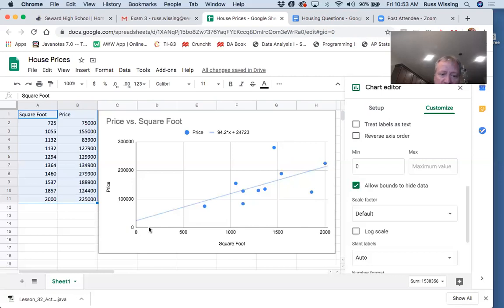That would be the same as trying to figure out how much a 100 square foot house, which is a pretty small house, would cost, somewhere like 27,000 or something like that. But again, that's extrapolating. Now, if I plugged in numbers between 725 and 2,000, then our statistics back that up because we have data. That's called interpolation.